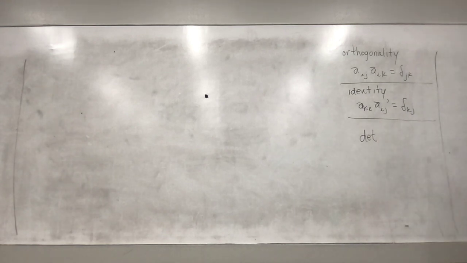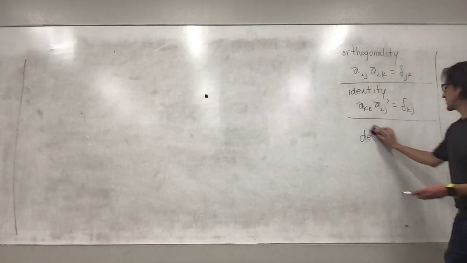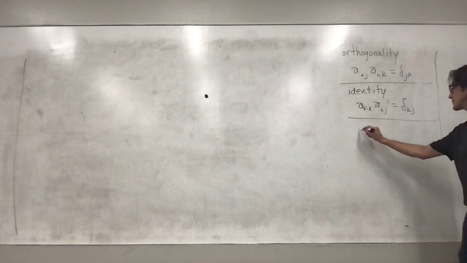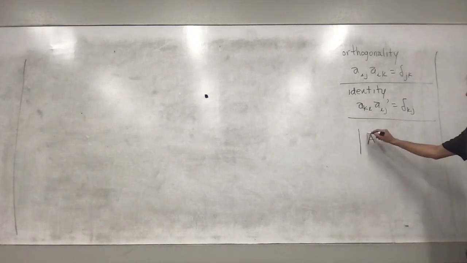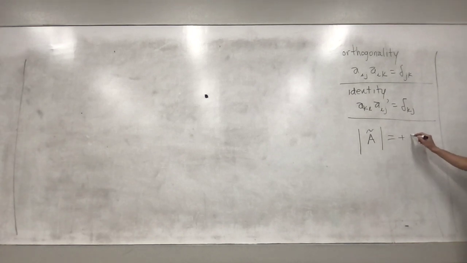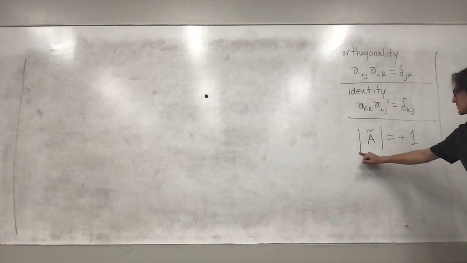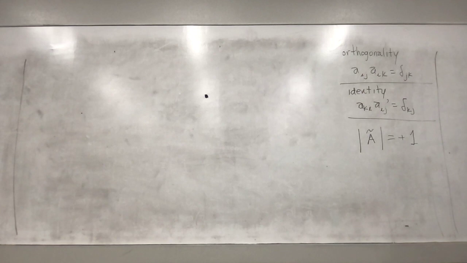Well, I guess we can write it with just the vertical bars. Plus one, right? So we talked about the simple transformation, a rotation by 180 degrees and then a reflection, and you cannot do that continuously with continuous rotations in Euclidean space. So these are called proper transformations, the ones that have determinant of one.